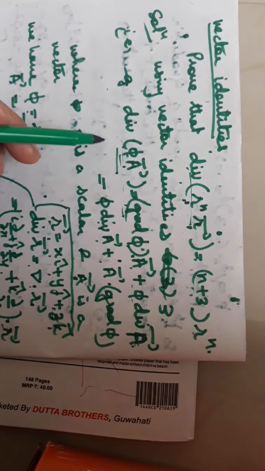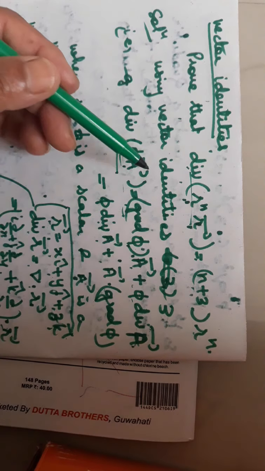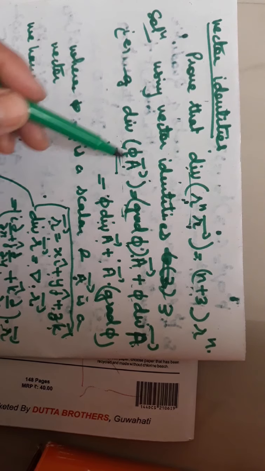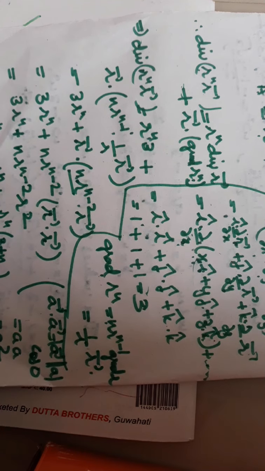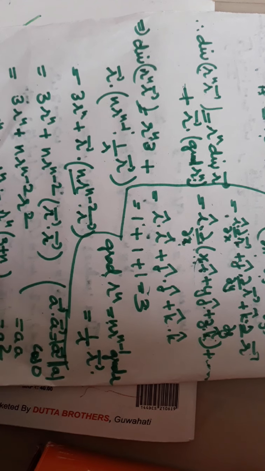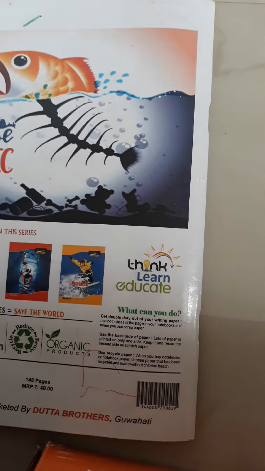I'm solving this using one of the vector identities, that is vector identity 3. By applying that result, I've got the result that divergence of r to the power n into r bar is equal to 3 plus n into r to the power n. Now let us see one more problem by using one of the other vector identities here.